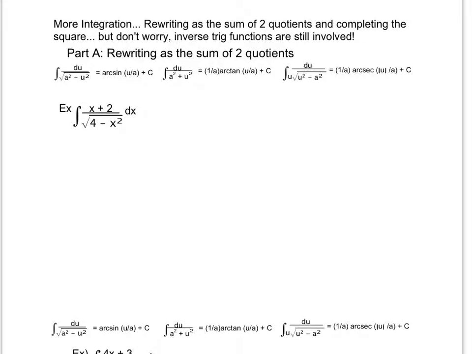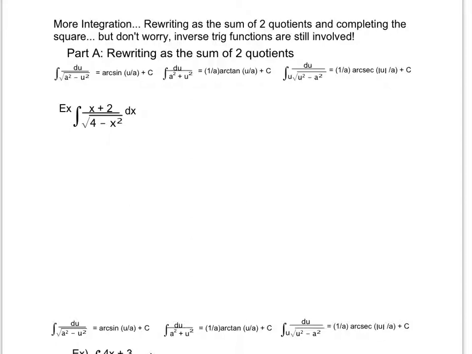So we're going to keep talking about integrating. The integrating we're talking about is going to continue to involve inverse trig functions. So what we need to talk about are two separate things: rewriting first as the sum of two quotients, and then using completing the square to help us integrate.